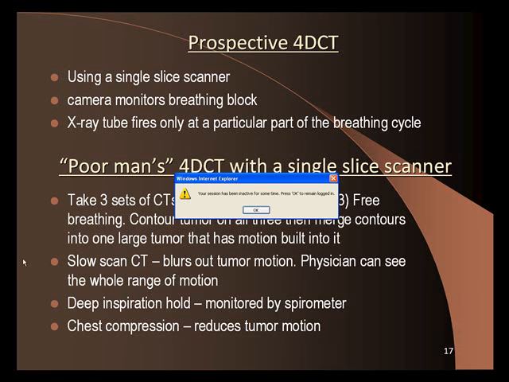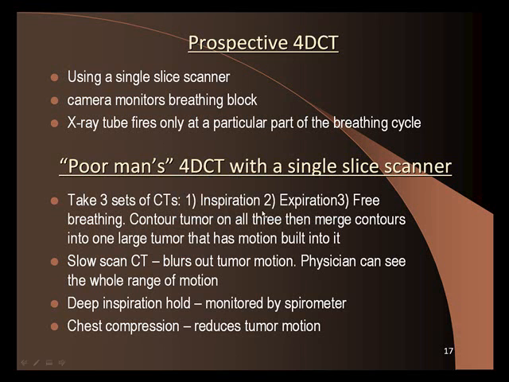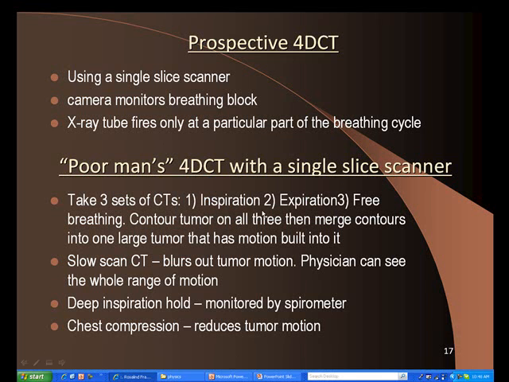Yeah. So that's called retrospective 4DCT. Now, if you don't have a 4DCT scanner, you could do prospective 4DCT. For example, in our institution, we have a single slice scanner, and we can't do 4DCT because it would take too long. It would burn out the tube, because you're only doing one slice at a time. The tube would be on too long and it would just burn out. So at our institution, we have a single slice scanner, so we would have to do prospective 4DCT.